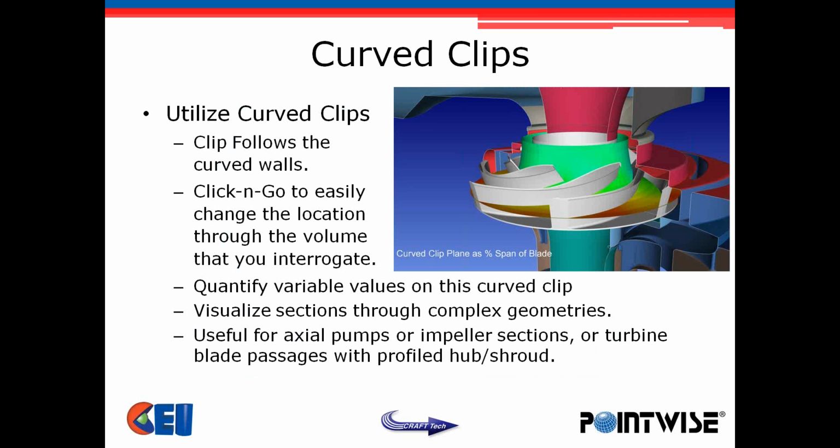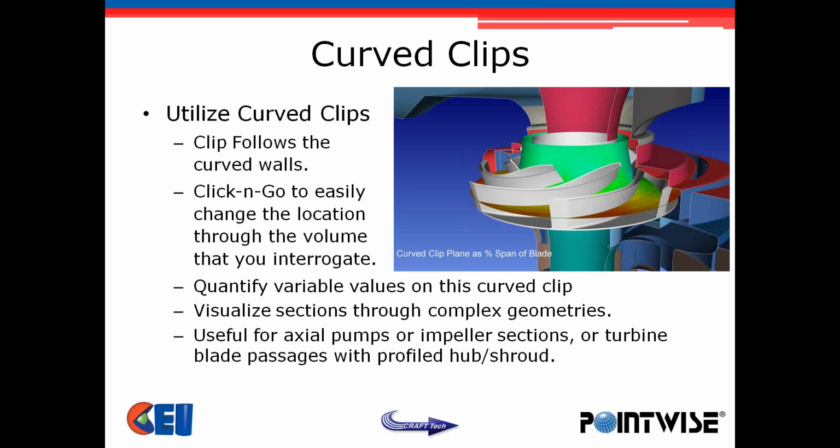So the other aspect of looking at a complex geometry like this is trying to look at the model in its complexity. In this case, we have curved geometry. We have a hub and a shroud which are not aligned with a particular axis or have a particular curvature to them. So Nsight has this ability to create curved clip planes. This clip will actually follow the wall and the curvature of both the hub and the shroud. We can still use the click and go capability to actually move dynamically through this range from hub to shroud. And we can visualize the data in real time as we move up and down through that percent span.